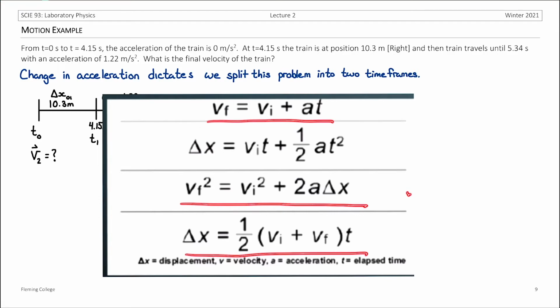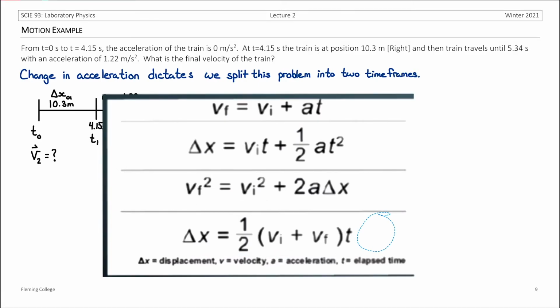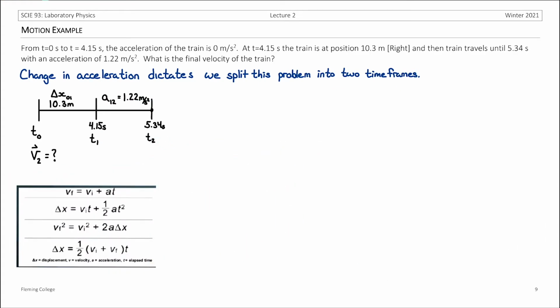And the same problem happens in the final version. So let's start by looking at the first instance. So I choose the equation I want to use, and I'm going to modify it to fit the notation that I'm using in my problem. So my velocity at time 2 will equal my velocity at time 1 plus my acceleration between times 1 and 2 multiplied by my time difference between times 1 and 2.